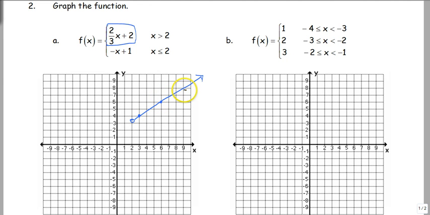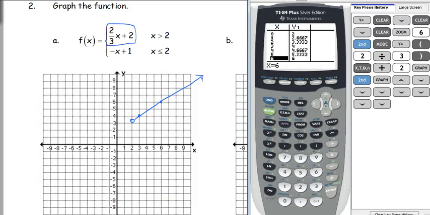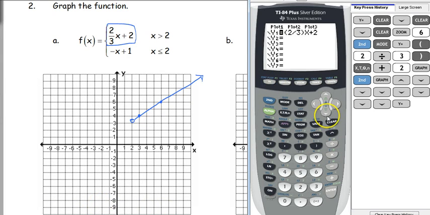What else do I need to say about that? It doesn't stop either, because x is bigger than 2 goes on forever. Alright, so now let's look at the other graph, shall we? Let's look at the other one.